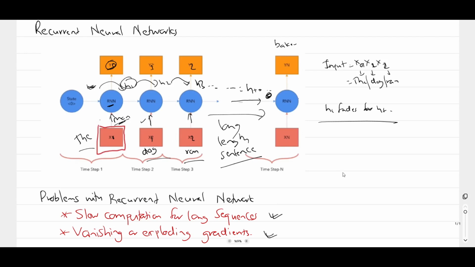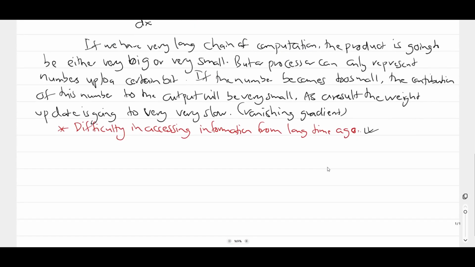So I hope the concept is clear to you. I tried explaining the recurrent neural network, how it works, and basically its limitations in a very precise and explainable way.